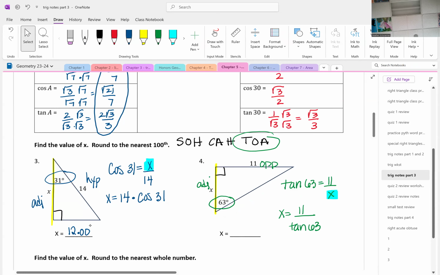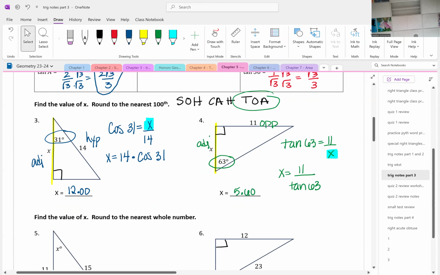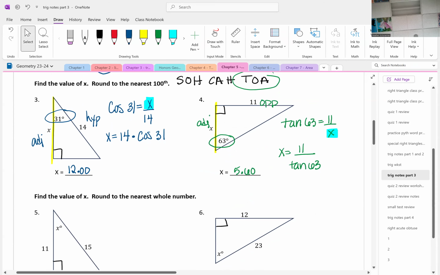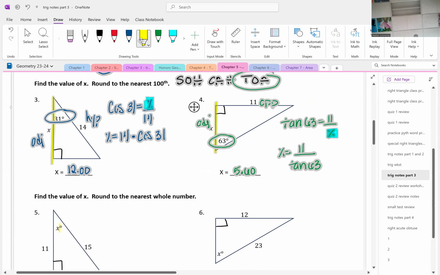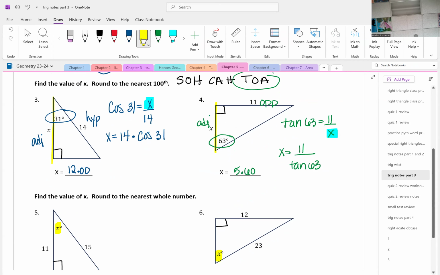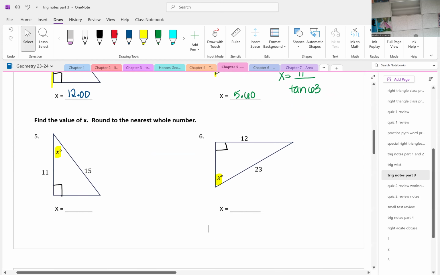So I get, oh, now I forgot the answer. Holy moly, 5.60. I apologize. 5.60. All right, so on those first two, they wanted side lengths, but on the next two, they want angle measures. So look how there's a lot of similarities, but we'll put in our calculator slightly different.